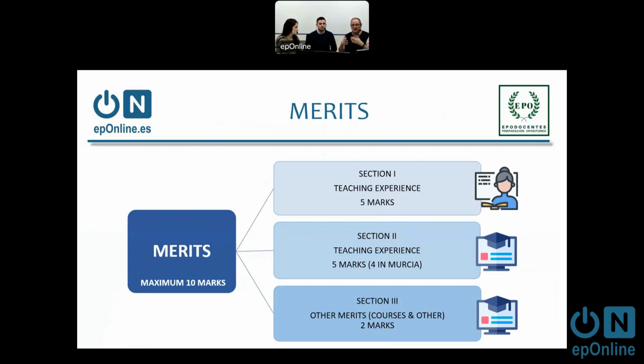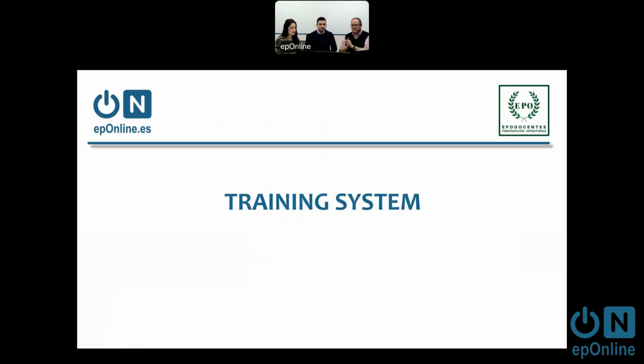The second block is other academic studies that you might have, and the third one is devoted to courses from the university or from the different unions and the like. But this is something we will see in detail.